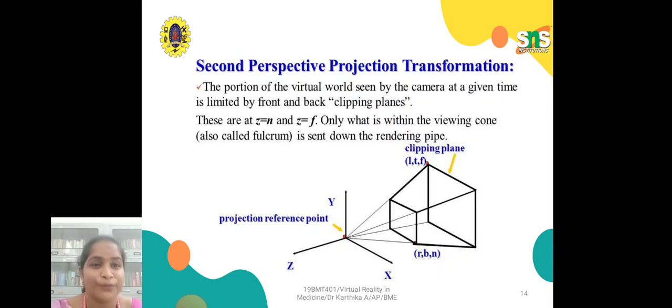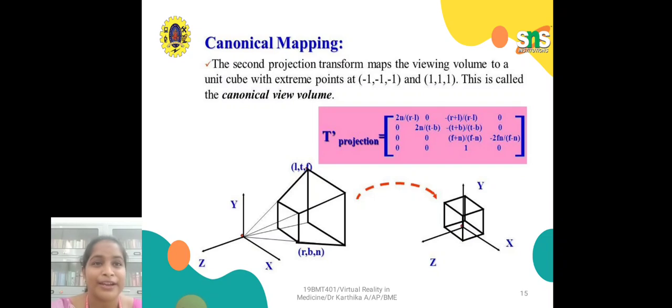Only what is within the viewing cone, also called frustum, is sent down the rendering pipe. Here the portion of the virtual world seen by the camera at a given time is limited by the front and back clipping planes. And we have canonical mapping because we are using kinematics modeling. Here the second projection transformation maps the viewing volume to a unit cube with extreme points -1, -1, -1 and 1, 1, 1. We have to concentrate on both the positive as well as the negative side. This is called the canonical view volume. See the transformation.